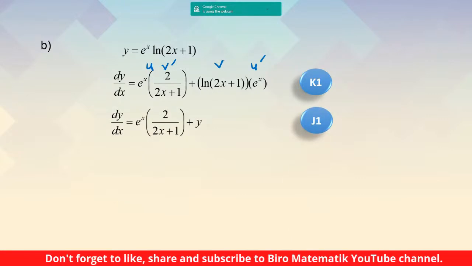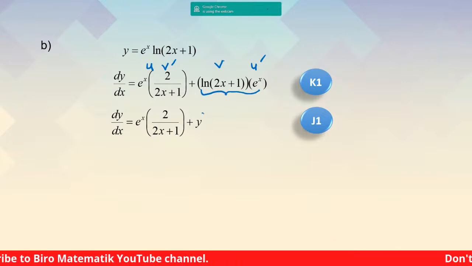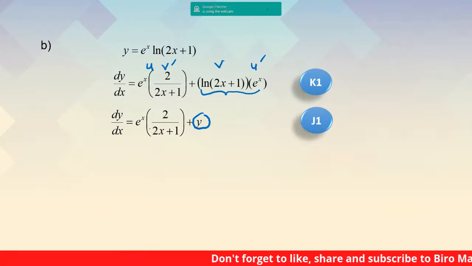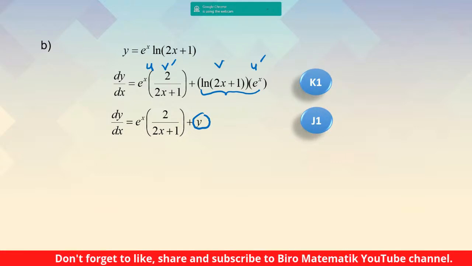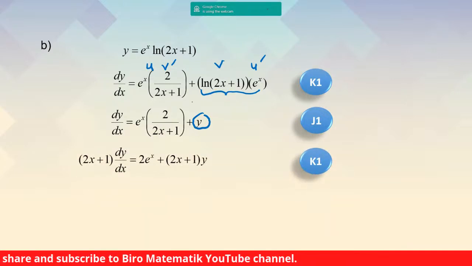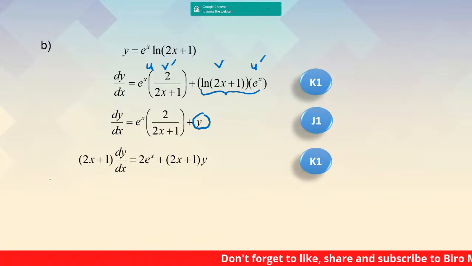Then simplify. Substitute e^x ln(2x plus 1) with y. And then bring 2x plus 1, or multiply all by 2x plus 1. We will get 2x plus 1 times dy over dx, and then 2x plus 1 multiplied by y. Then we proceed. Differentiate again.